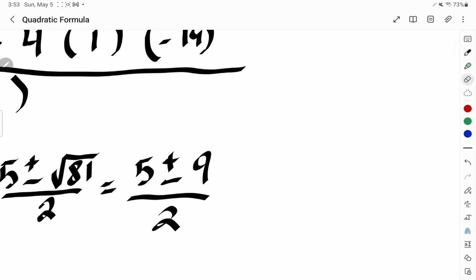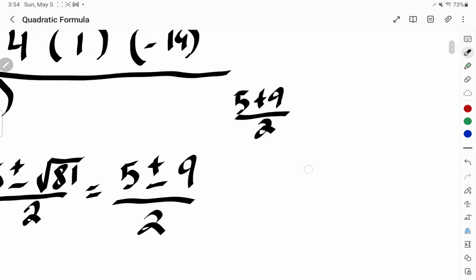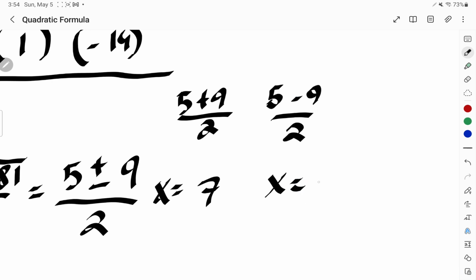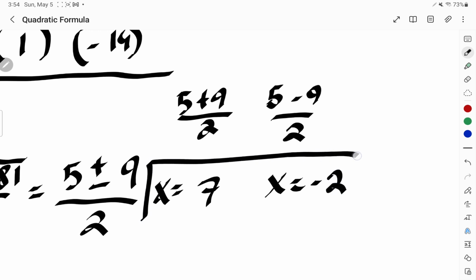Let me erase it. So I'm going to have to solve for an equation here. Technically they're all equal to 0, and we just have to figure out which one it is. So this one is going to be 5 plus 9 divided by 2, and the other one is going to be 5 minus 9 divided by 2, and both of them are x. So 5 plus 9 is 14, divided by 2 is 7. So x is equal to 7. And then the other x, that's negative 4 divided by 2, that's negative 2. And that is my answer for the first set.